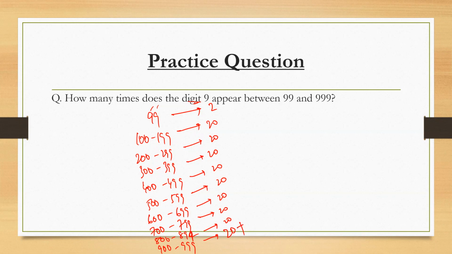And then we also have the digit 9 appearing in the hundreds place. So how many such numbers are there? We have 100 such numbers. Okay. So when you add it up, it is 180 here, 280 and 282. How many times does the digit 9 appear between 99 and 999? It is 282 times.